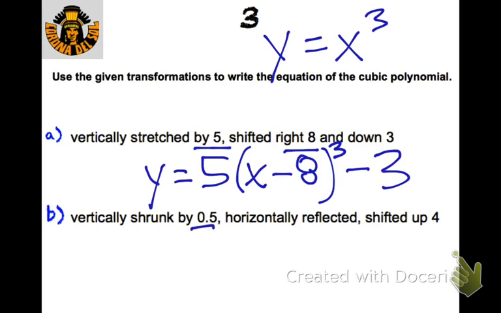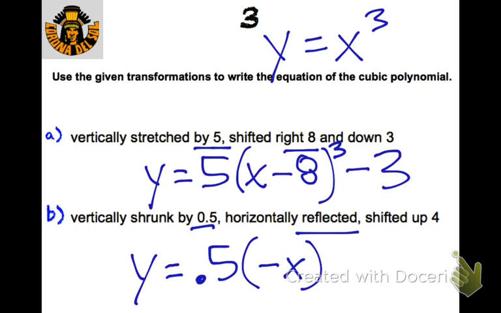Vertically shrunk by 0.5, so that's affecting the y-coordinates, so that's going to be on the outside, so that is 0.5 out there. It is horizontally reflected, so again, that's when it's inside, that's affecting the x-coordinates, so that's going to be -x and then cubed, and then it's shifted up 4 units, so those are y-coordinates being shifted up, so then that's +4.